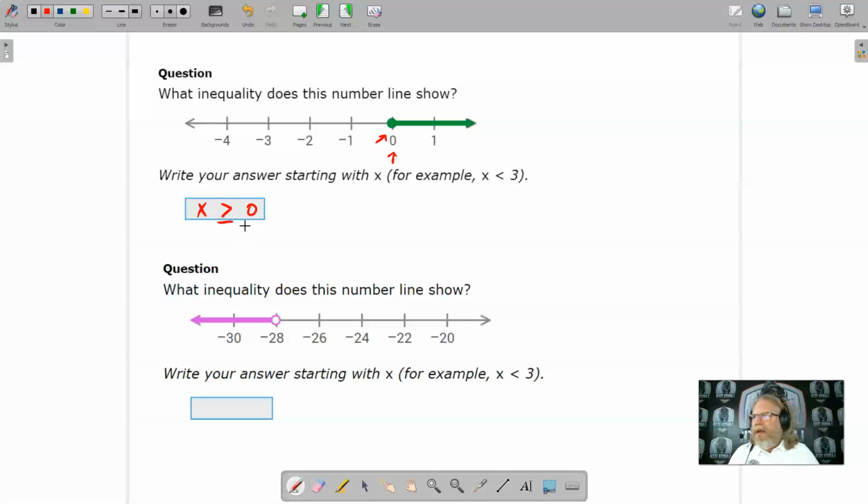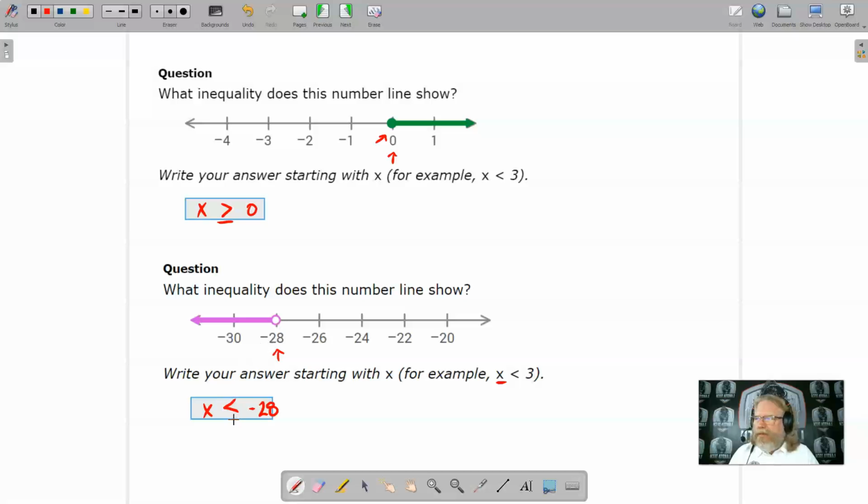On the next one, I need an X on the left. That's the way they all have to be, right? And then I need a number. Looks like that number is going to be negative 28. And all the numbers to the left of that, well, as we go to the left, the numbers get lower, right? So everything to the left of it is going to be less than. So we use a less than sign. And also, can it be equal to?